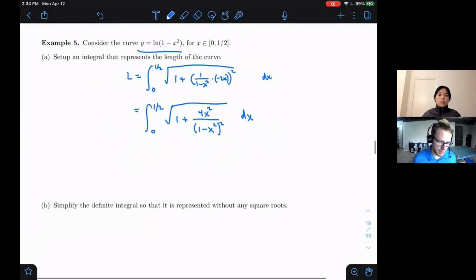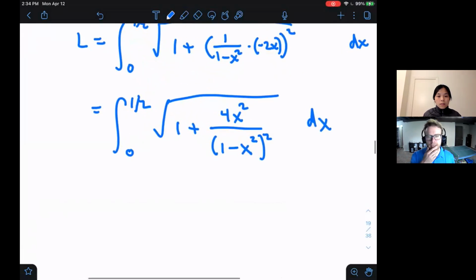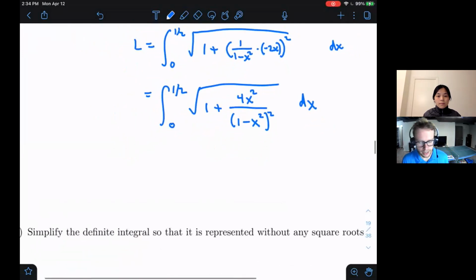All right, part B, simplify the definite integral so that it is represented without any square roots. Okay, so I have to get rid of that square root. So just as before, you can see we've been doing a lot of the same kind of algebraic maneuvers and steps. When I see this here, my first inclination is to get a common denominator, right? I want to get everything over the same denominator. That way they can communicate with one another well. And so let's go ahead and get a common denominator.